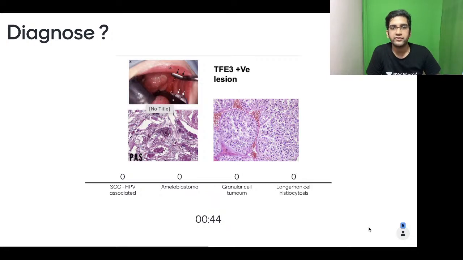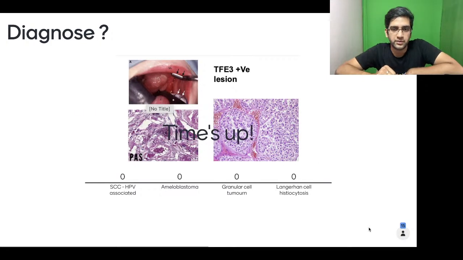Okay, the clue is an oral cavity lesion, not an epithelial lesion. Okay, second clue: the cytoplasm of this tumor is extremely granular, which is PAS positive. Okay, last 10 seconds. Okay, time's up. Let's look.